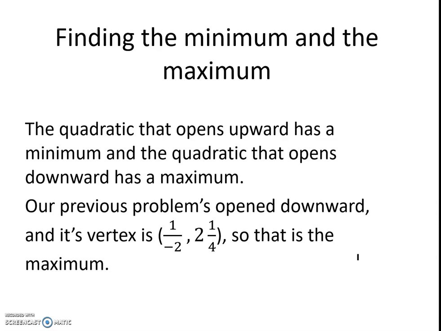Finding the minimum and maximum, the quadratic that opens upward has a minimum, and the quadratic that opens downward has a maximum. Our previous problem opened downward, and its vertex is at negative 1/2, 2 1/4. So that is the maximum.